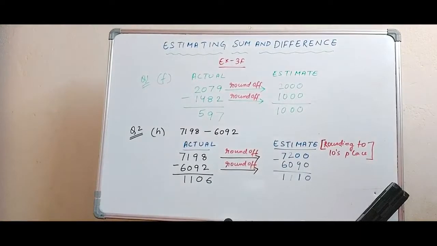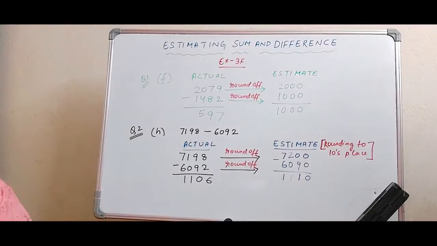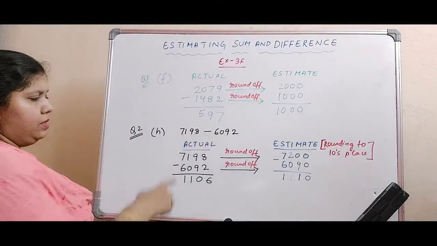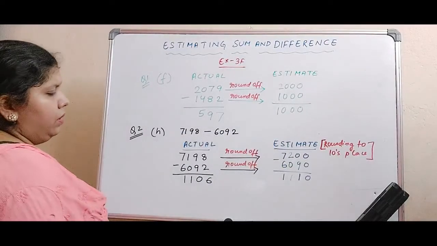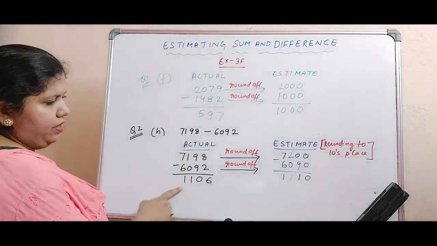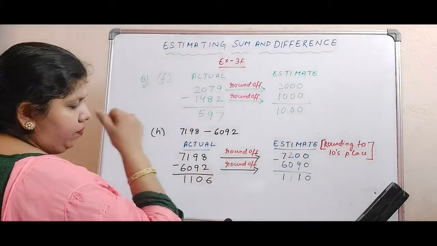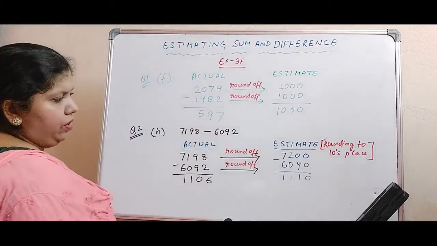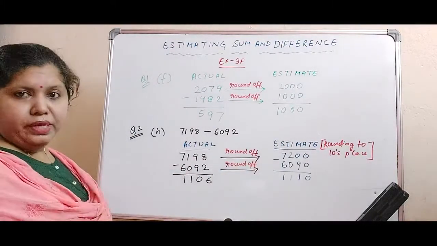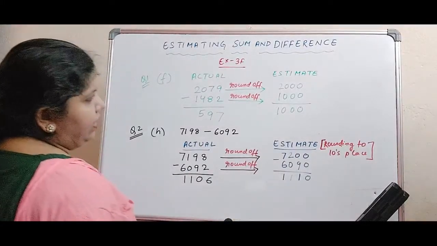Now let us see this question from 2 part H. Here you have to find the estimated difference of 7198 and 6092. This is the actual difference which we have found: 8 minus 2 is 6, 9 minus 9 is 0, 1 minus 0 is 1, 7 minus 6 is 1. This is the actual difference. Now we round both numbers to the tens place. 7198 rounded to the tens place gives 7200, and 6092 rounded to the tens place gives 6090. After subtraction we get 1110.